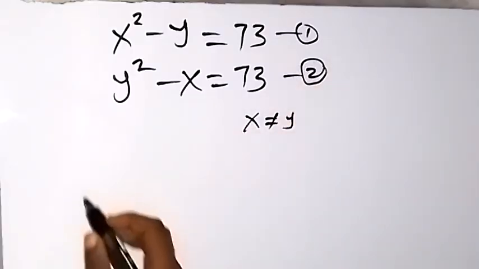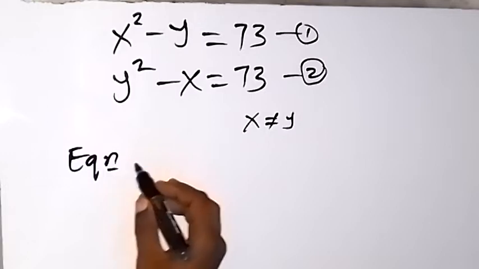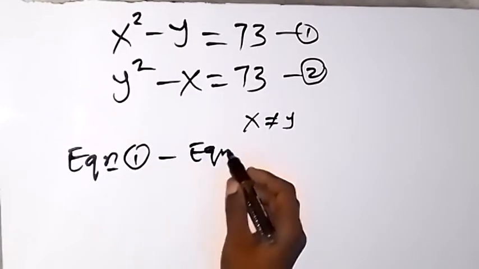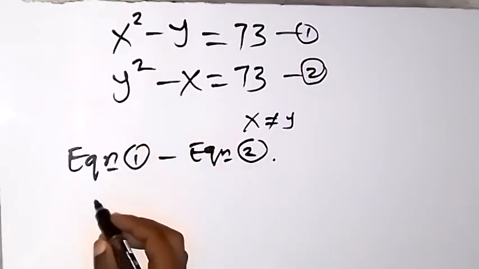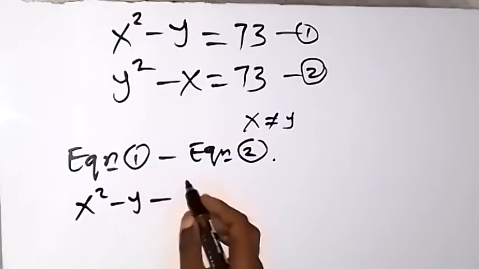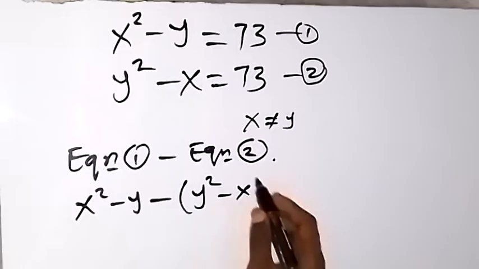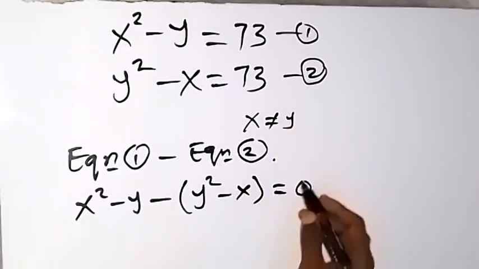So the first thing here is that we want to subtract equation 2 from equation 1. So we say equation 1 minus equation 2, and that means we write equation 1 first. We say x squared minus y, then minus equation 2, y squared minus x, then equals 73 minus 73, which is equal to 0.